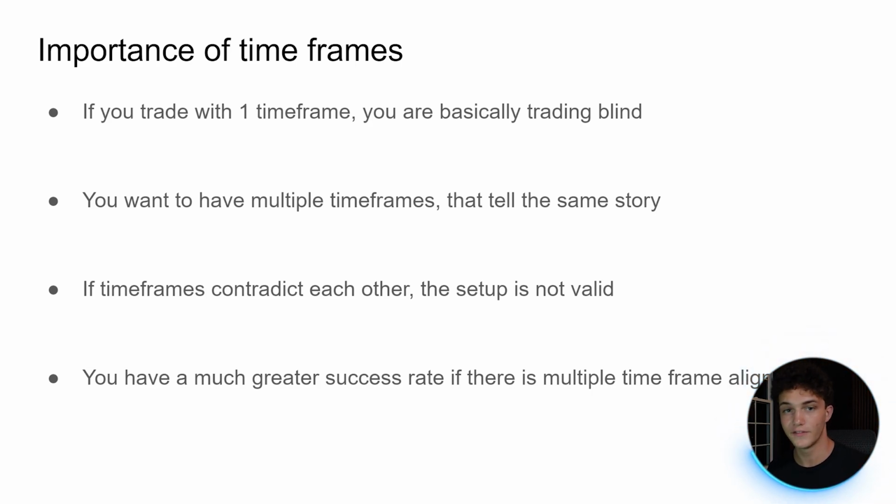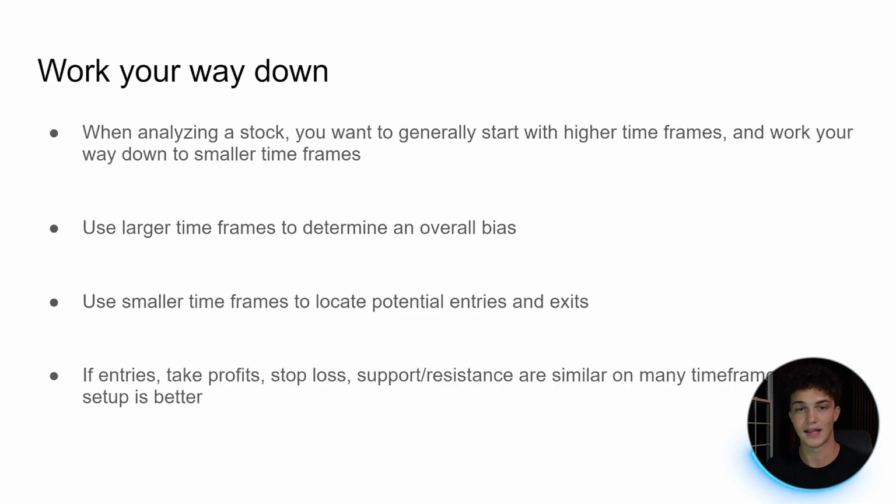If you're looking at the 15-minute chart and it's showing one type of setup, and if you're looking at the 5-minute chart and it's showing a completely opposite setup, then that's not good. You want them to be kind of telling the same story. And if the time frames contradict each other, then the setup is not valid. And you guys have a much greater success rate if there is time frame alignment on multiple time frames. So we're going to get into it.